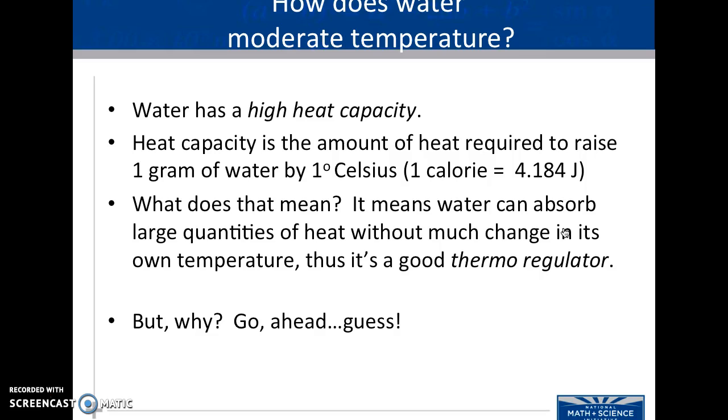The second property, temperature moderation, the way that this works is that water has a high heat capacity, right? We talked about the idea of a heat sink. The idea that it requires a lot of energy to raise the temperature of 1 gram of water. It means that water can absorb huge quantities of heat without a lot of change to its own temperature. We call it a thermoregulator.